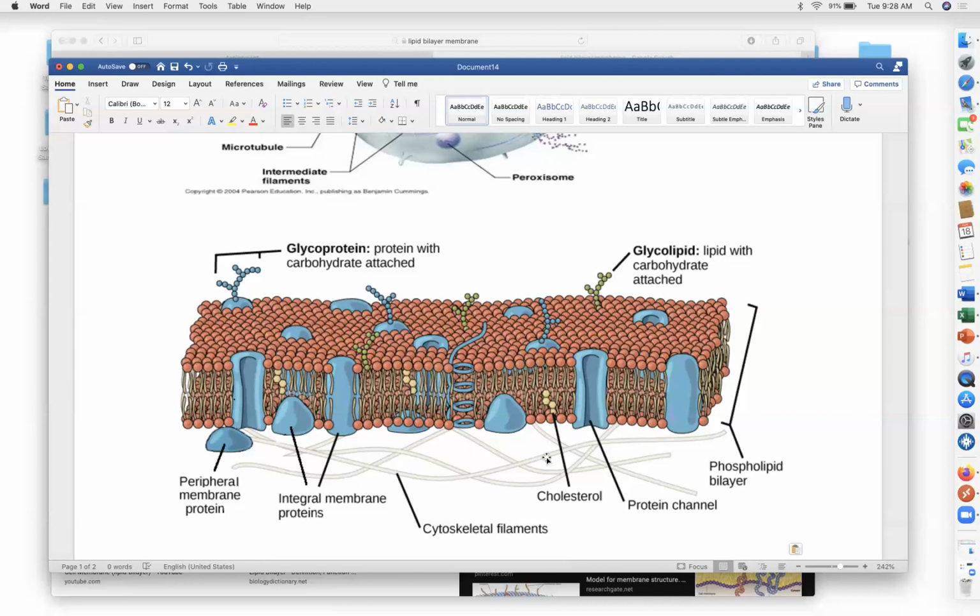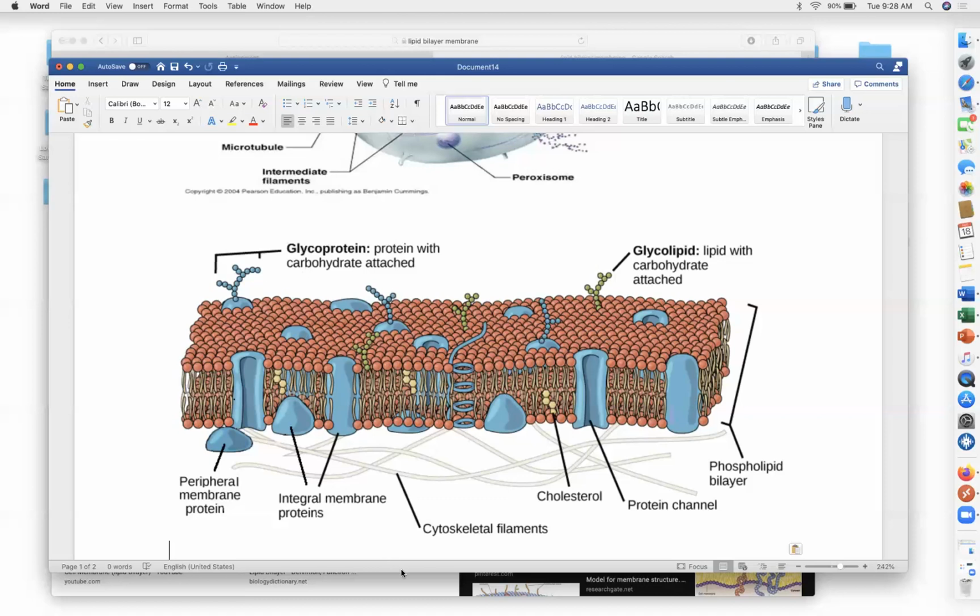So with cholesterol, you can see it's within the bilipid layer, and inside the bilipid layer is a layer of hydrophobic molecules, and on the outside is a layer of hydrophilic, or water-loving, molecules. That makes sense because there's water on the outside and water on the inside, but we have a nice lipid bilayer here to prevent things from going in and out.